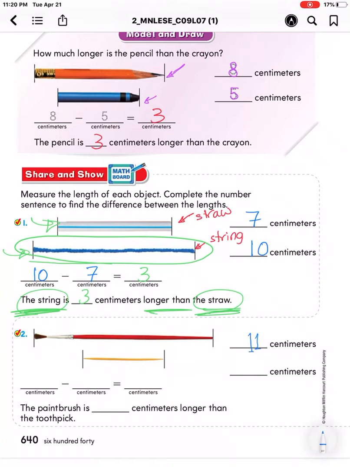So here the paintbrush is what? It is longer than the toothpick. By how much? Let's do it together. The paintbrush is 6 centimeters longer than the toothpick.